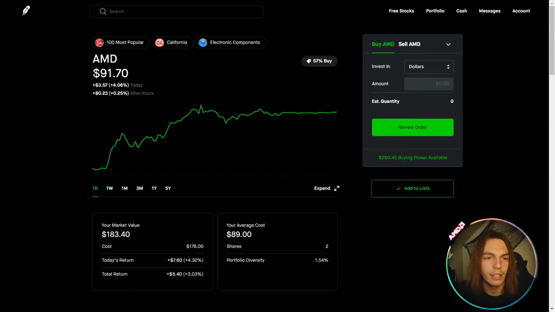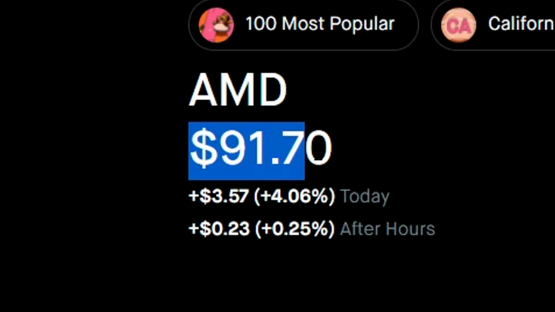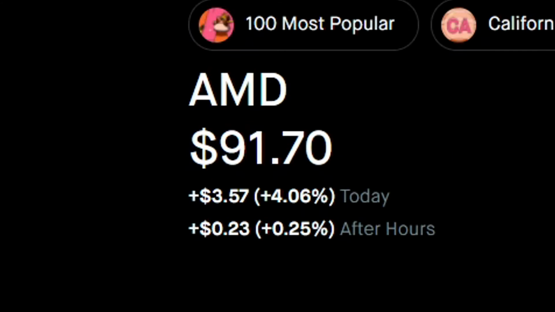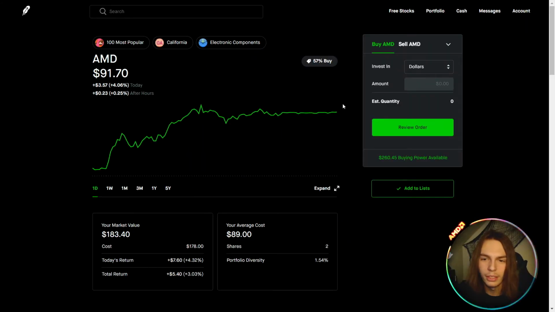And right here is the stock price, which is 91.70. This is where it ended at 4 o'clock today. And it's because the stock market is open from 9:30 to 4 o'clock. And the after hours is from 4 o'clock to 8 o'clock. So that's just a little bit of knowledge for you guys. But the trading hours on Robinhood are 9:30 to 4 o'clock. That's the only time that you can trade unless it's crypto.